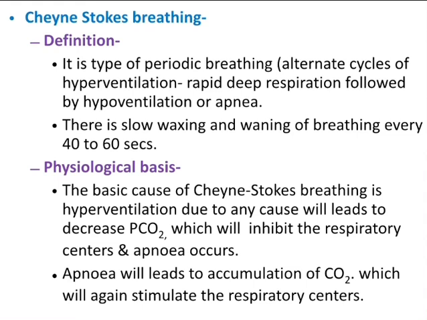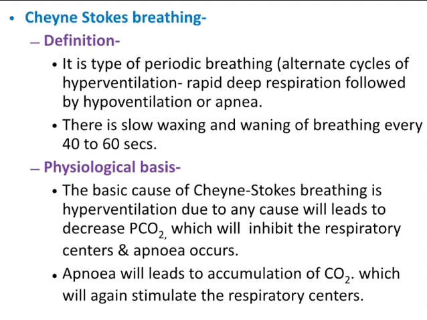First is Cheyne-Stokes breathing. It is a type of periodic breathing that has alternate cycles of hyperventilation and hypoventilation. Now there is slow waxing and waning of breathing every 40 to 60 seconds. What it means is the person suddenly breathes very deeply and fast, then after some time the breathing will become slow and shallow. Again after some time it will become fast and deep. These cycles keep on repeating.